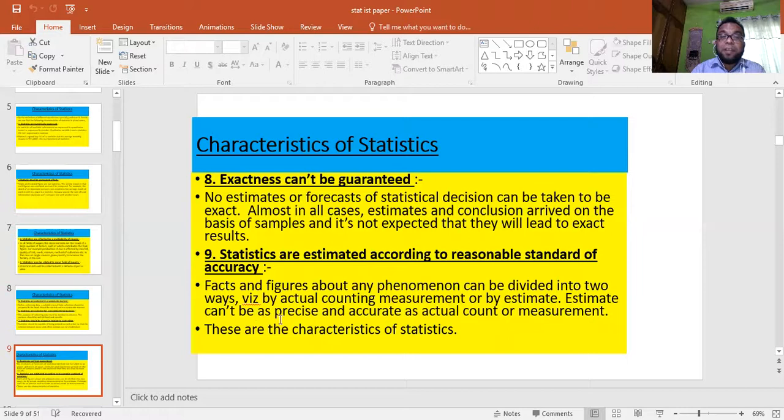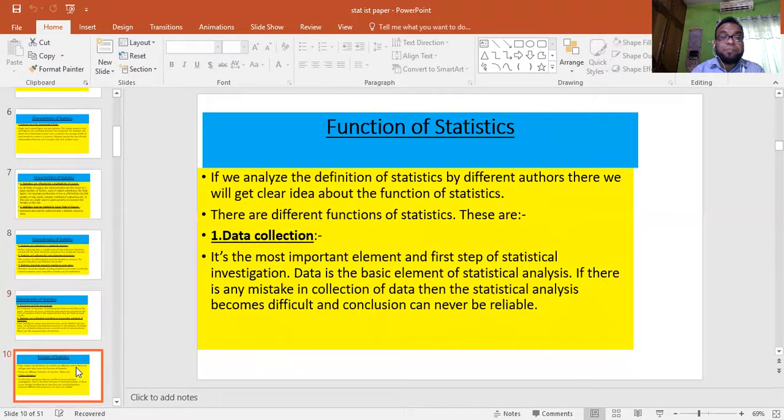Exactness cannot be guaranteed. Exact results cannot be guaranteed. Okay, it is always an approximation. Statistics are estimated according to a reasonable standard of accuracy. A reasonable standard of accuracy should be maintained.